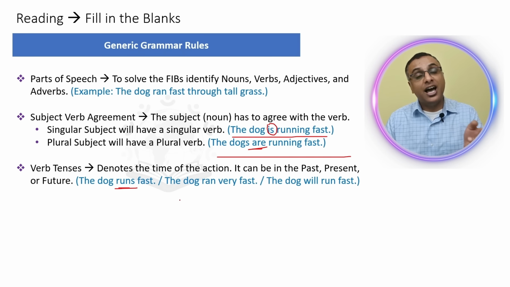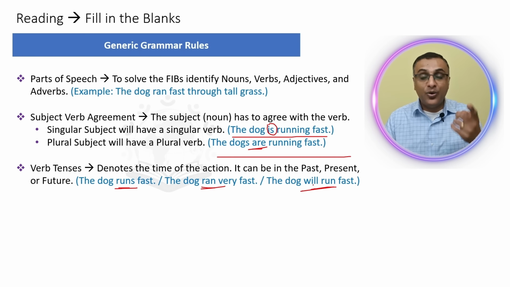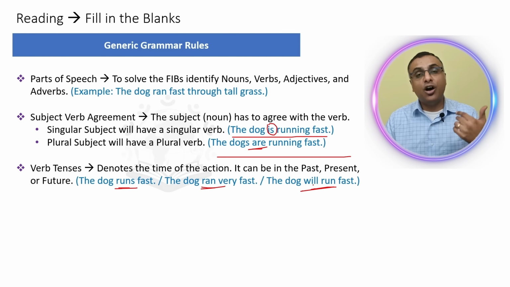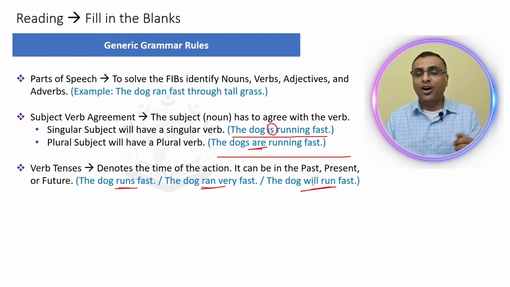Now, the dog ran fast. Something that has happened in the past, ran. On the other hand, for future, what would it be? It would be the dog will run fast. Will. That is the word that denotes the action will happen in the future. Okay. The dog will run fast. So this is how you can differentiate the verb tenses in the form of present, past, or future.